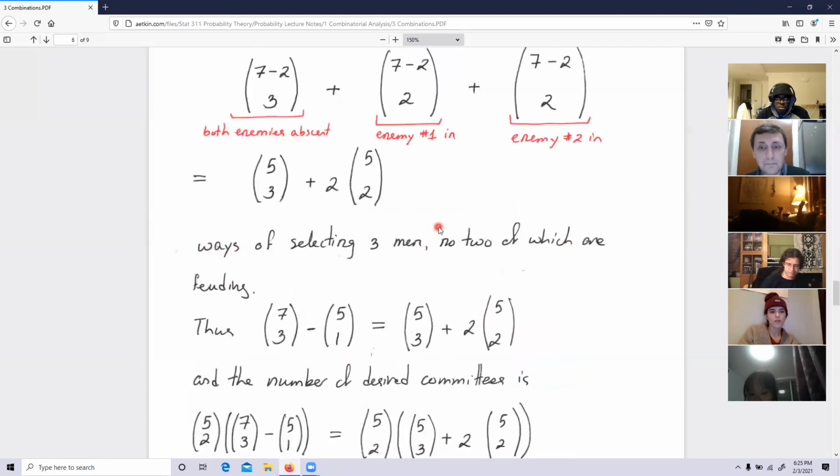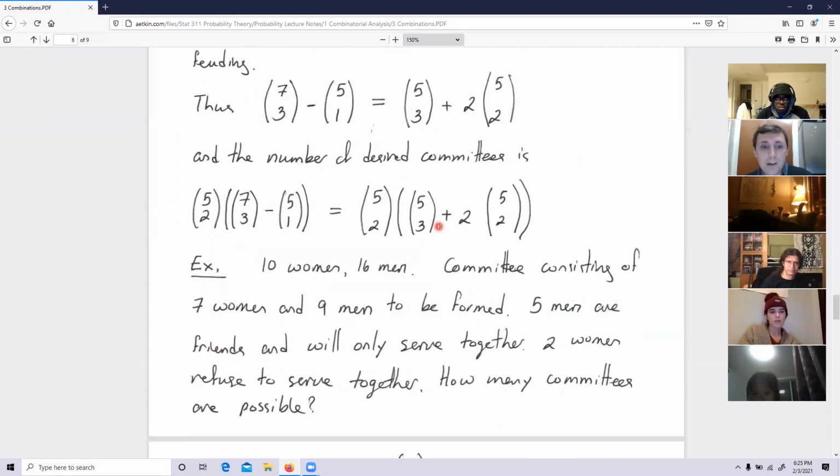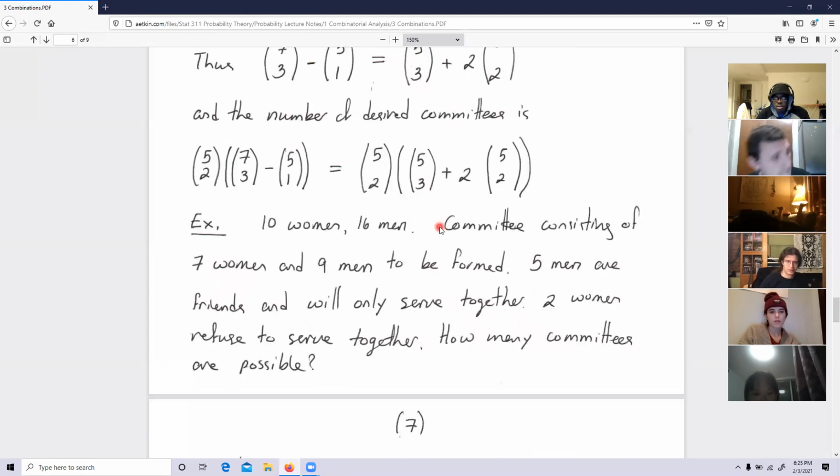Good. Here is another question. Let's see if you can do that. So 10 women, 16 men. A committee consisting of 7 women and 9 men is to be formed. 5 men are friends and will only serve together. 2 women refuse to work together. So both conditions must be satisfied. How many committees are possible? Calculate.